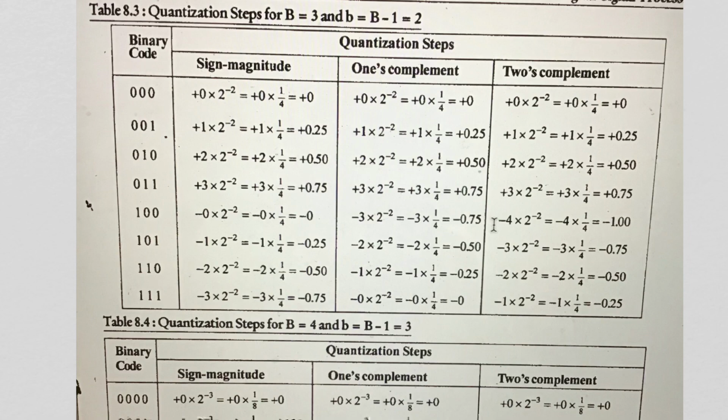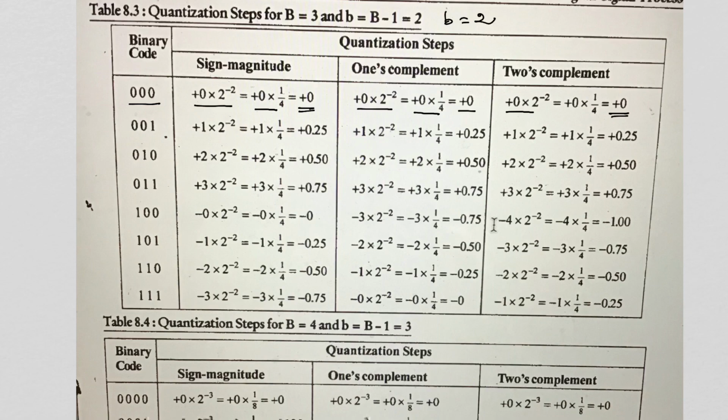I'll show you. Binary code word 000 will be used to represent 0 multiplied by 2 power minus 2, because we have taken small b equal to 2. So 2 power minus b is 1 by 4, and 0 into 1 by 4 is +0 in sign magnitude. In 1's complement, it represents 0 multiplied by 1 by 4, which is 0 only. In 2's complement, the same 000 represents 0 only.